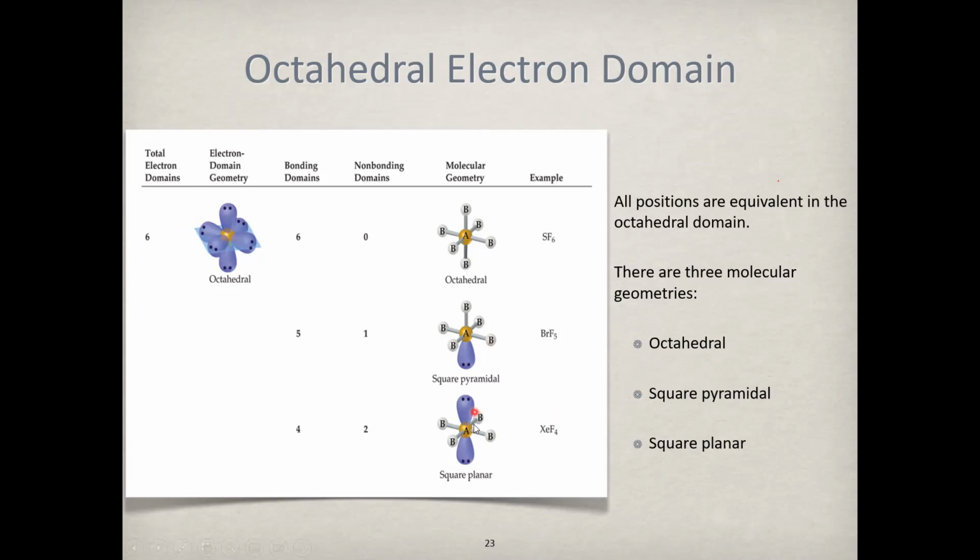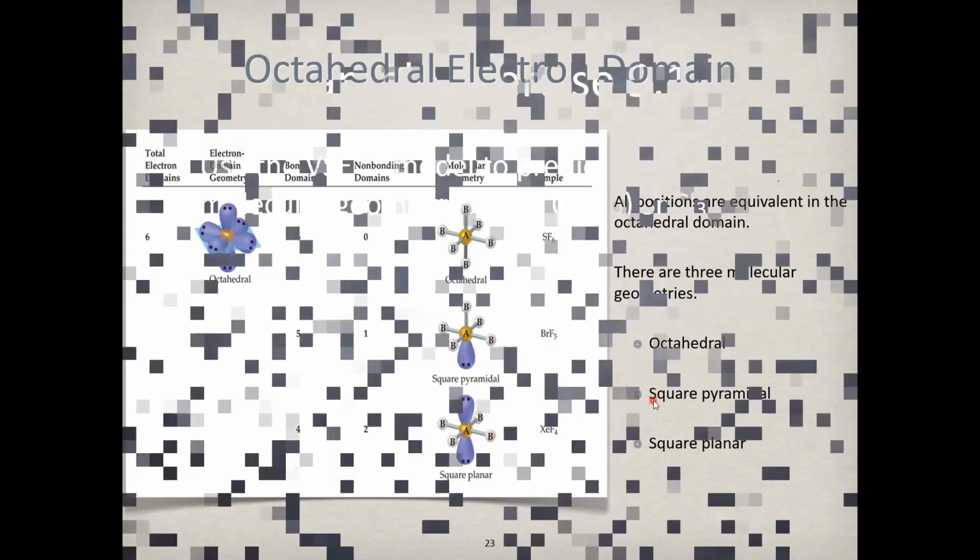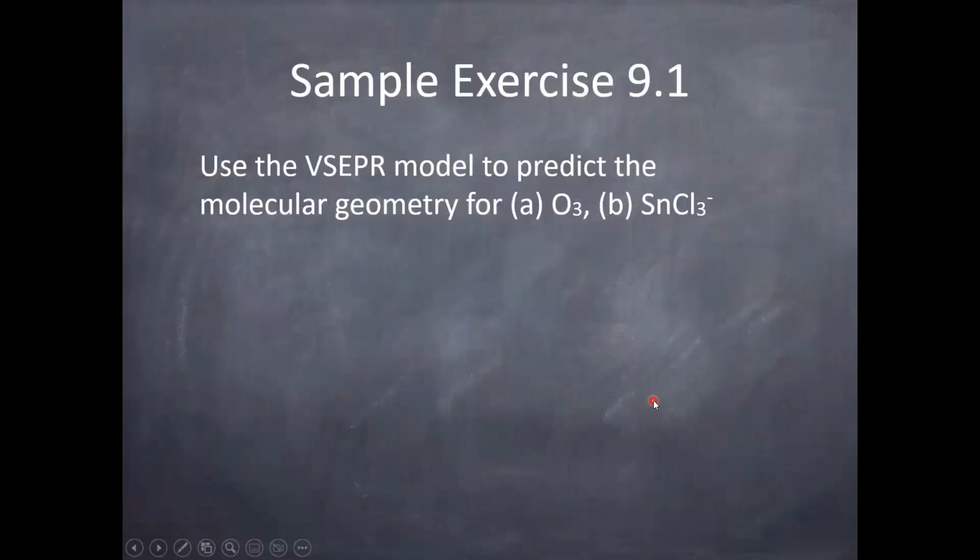And then we could, in some cases, I suppose, have examples where we've got even more. But in that case, we would just start to remove from the equatorial positions. So we would have a T shape if we removed a third one, and we would just wind up with a linear shape if we removed a fourth one. So what we can do is look at a few examples.